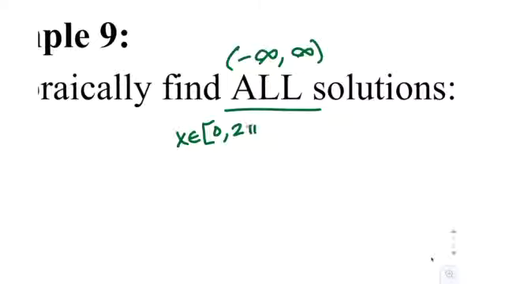Yeah, find all of the ones from 0 to 2 pi, and then for all of those solutions, say plus 2 pi n. Okay, and that'll get you all of them.